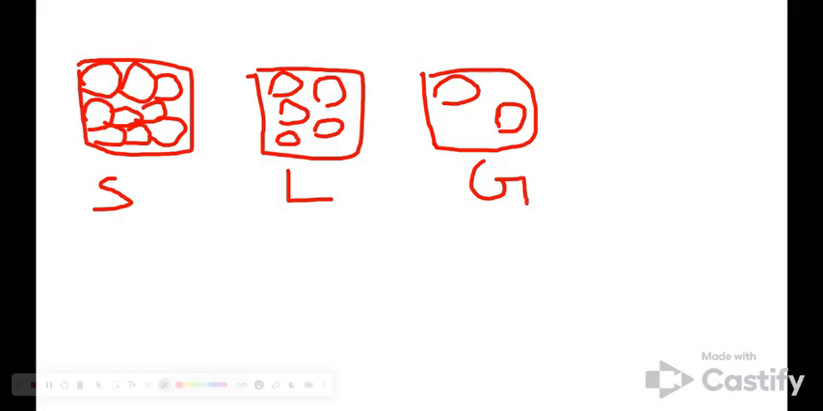For example, solid is like ice, wood, or an iron rod. Liquid is like water, milk, and oil. For gas, we could consider carbon dioxide or oxygen.